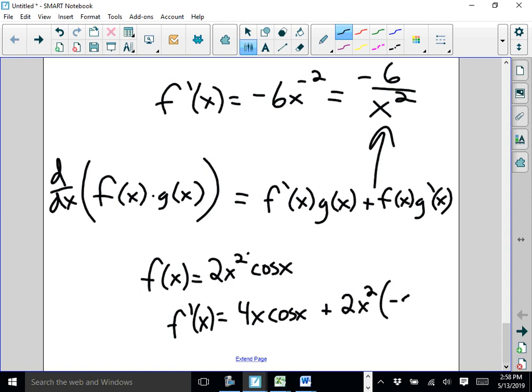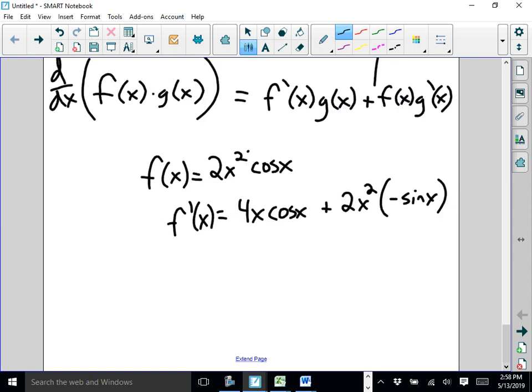Okay? I strongly suggest you rewrite this so it doesn't look like we're subtracting. It looks like we're multiplying by a negative. I'd write this as 4x cosine x minus 2x squared sine x. Okay? Product rule. Quotient rule.